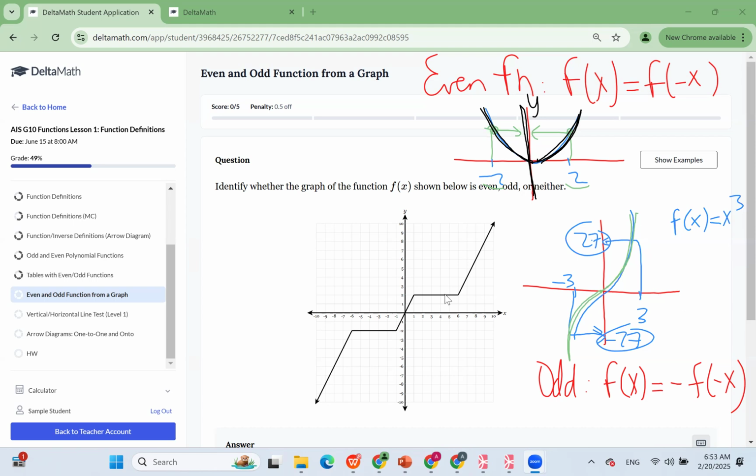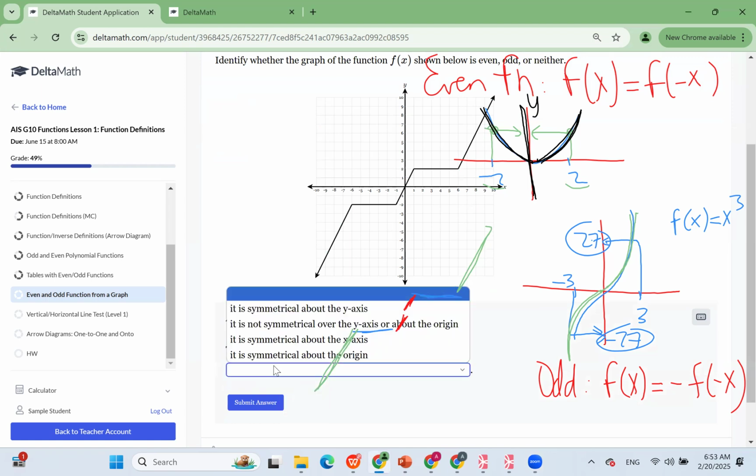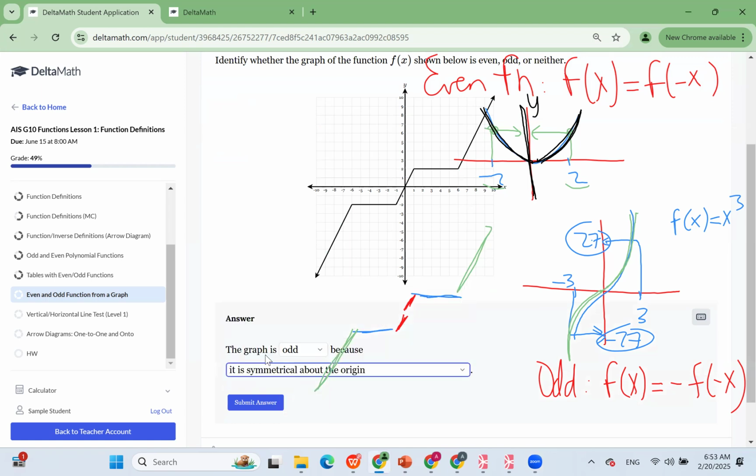So for example, in the problem given here, you can see that this is odd because it reflects about the origin. If you look at the origin as a mirror, you can see that this part here is a reflection of this part. And then this part here is a reflection of this part. And finally, this part is a reflection of this part right there. So this is an odd function. It's odd because it is symmetrical about the origin.